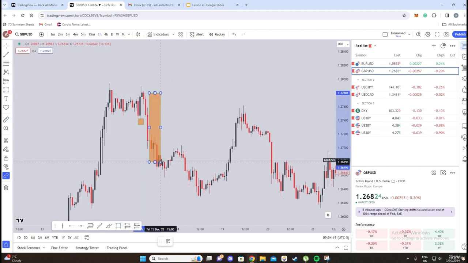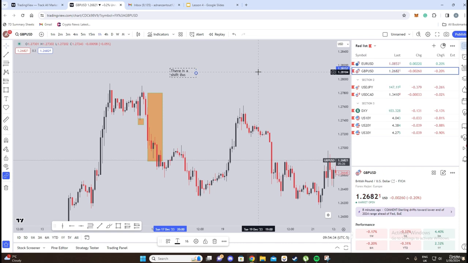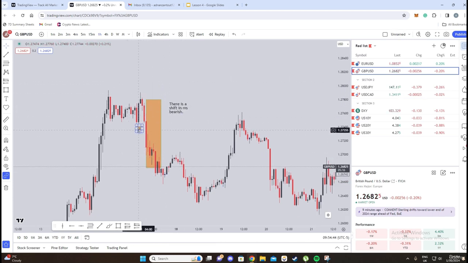All of this is our bearish displacement, right? So when we see a bearish displacement taking out this swing low, the first thought in our head is there is a shift in market structure, bearish. That's what we think when we see a strong displacement like this one over a swing low, a certain key point. So this is a swing low which gave us our bearish shift in market structure, right?